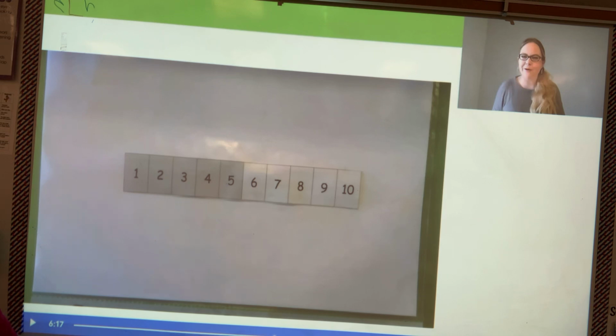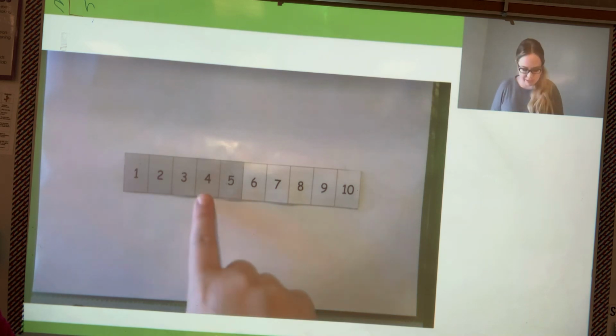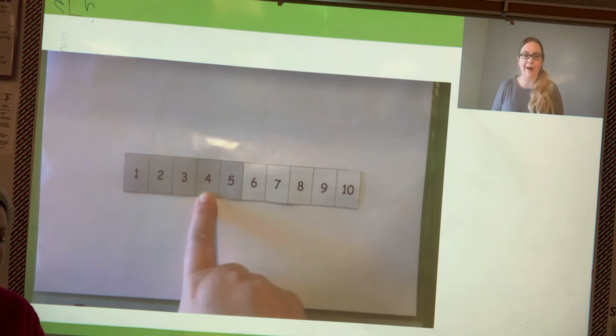Let's see. First, think about it. What number should I start with? Oh yes, 4, because that's the number of pigeons that were on the sidewalk to begin with. So put your finger on the number 4.